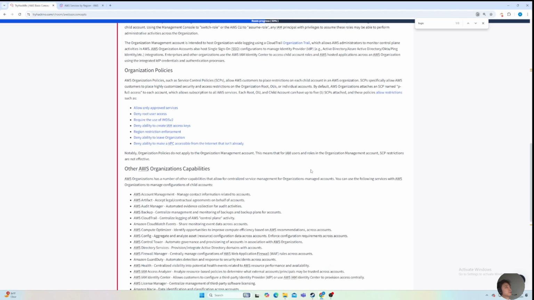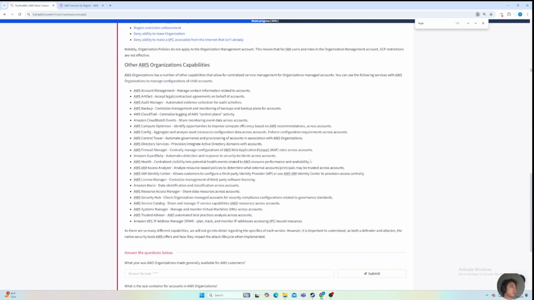And here are some other AWS Organizations capabilities. AWS Organizations has a number of other capabilities that allow for centralized service management for an organization's managed accounts. You can use the following services with AWS Organizations to manage configurations of child accounts. AWS Account Management, manage contact information related to accounts. AWS Artifact, accept legal and contractual agreements on behalf of accounts.